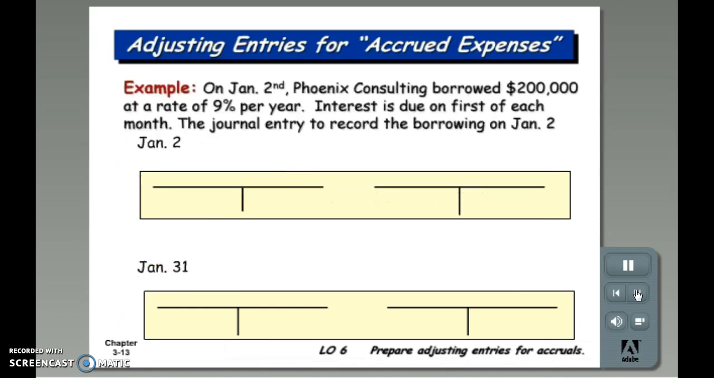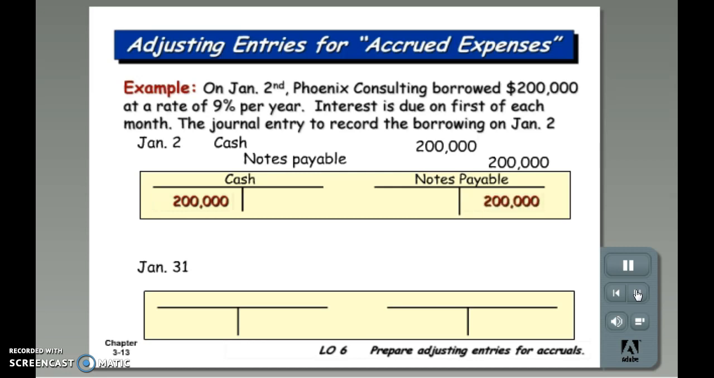An example of an adjusting entry for accrued expenses involves a borrowing of $200,000 that includes an annual interest rate of 9%. The entry to record the initial borrowing on January 2nd is a debit or increase to cash and a credit or increase to the liability account notes payable to record the debt that is owed to the bank. The entry is then posted to the T accounts.